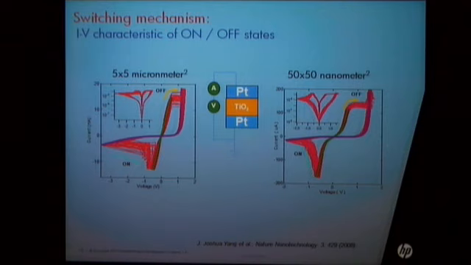So this off state is showing a rectifying IV, reflecting the metal semiconductor contact. It's like a Schottky-like contact.